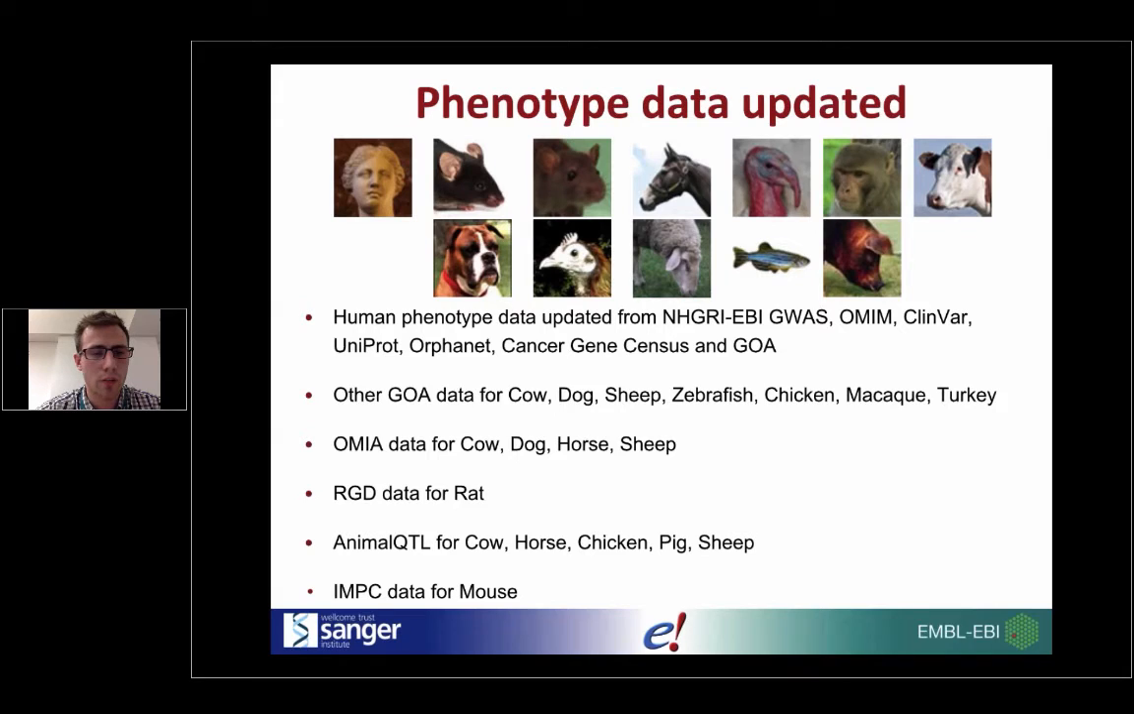We also have GOA data updated for cow, dog, sheep, zebrafish, chicken, macaque, and turkey. We also have OMIA data, which stands for Online Mendelian Inheritance in Animals, for cow, dog, horse, and sheep. We've also updated phenotype data for rat from the Rat Genome Database, and also for mouse from IMPC. And finally, we have animal QTL phenotype data for cow, horse, chicken, pig, and sheep.